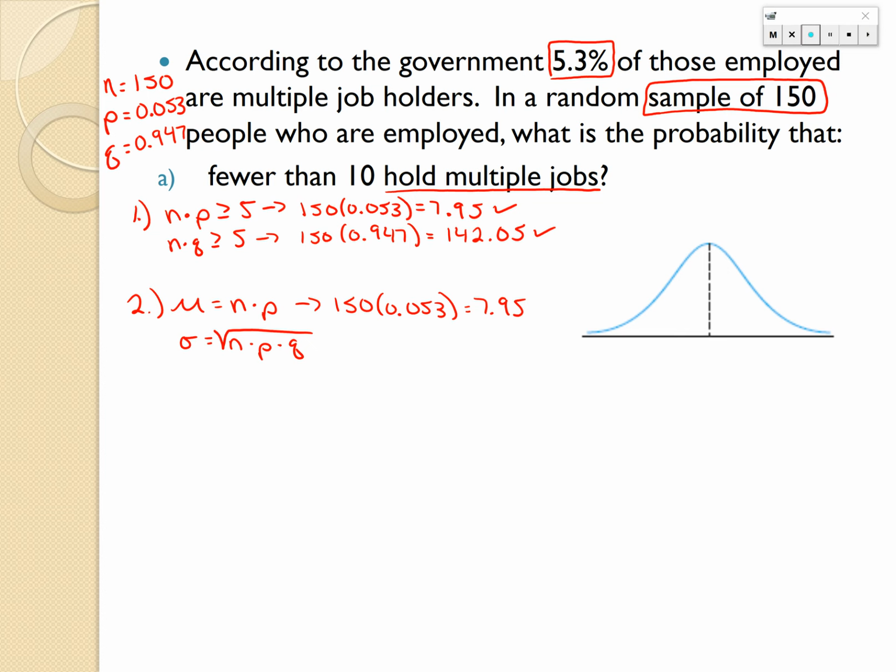Standard deviation, we do actually have to do that one. It also, guys, if you want to take a little shortcut here, it includes N times P, that first part. So if you just want to put 7.95 in there, you can. And we get roughly on this one, 2.74.